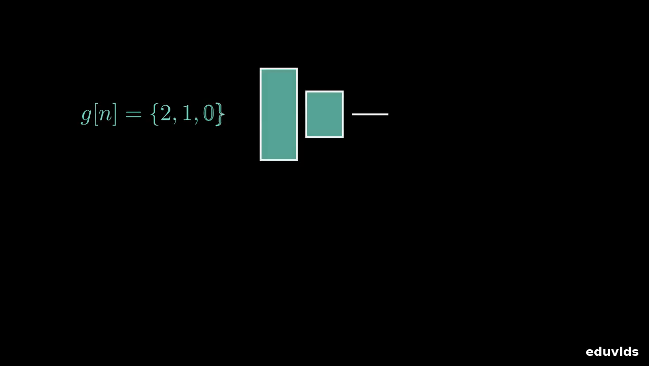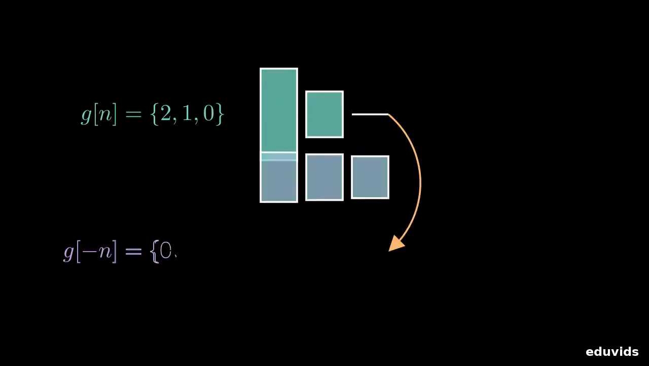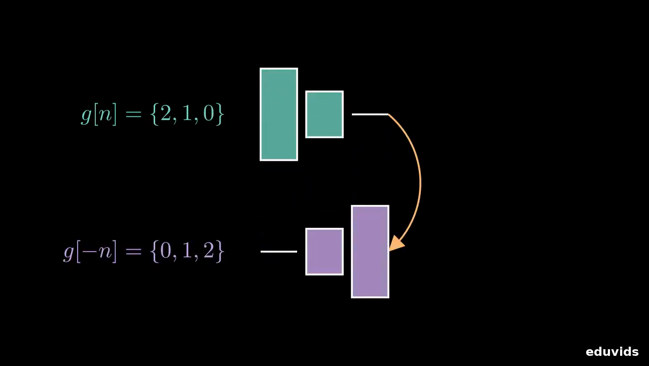First, we flip the kernel horizontally. If our kernel is 2, 1, 0, flipping it makes it 0, 1, 2. This flip is the defining feature of convolution.